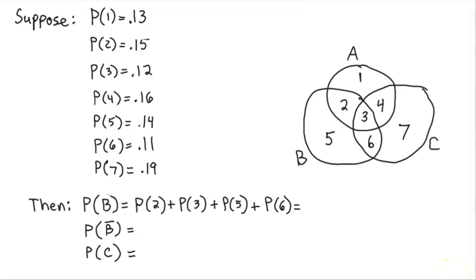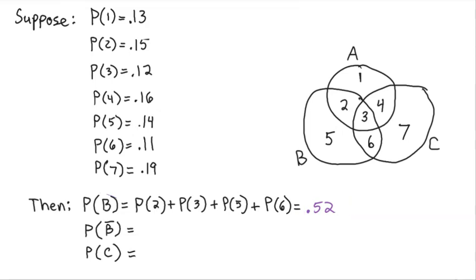The probability of 2 is 0.15. The probability of 3 is 0.12, that's 0.27. The probability of 5 is 0.14, so that brings us up to 0.41. And the probability of 6 is 0.11, that brings us up to 0.52. So the total probability that outcome B will occur is 0.52.